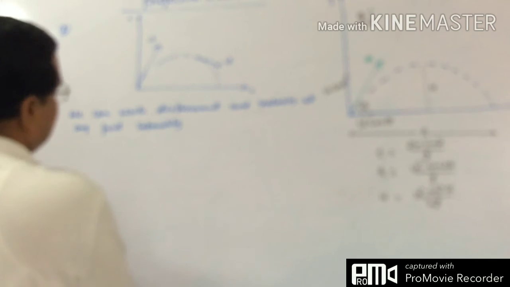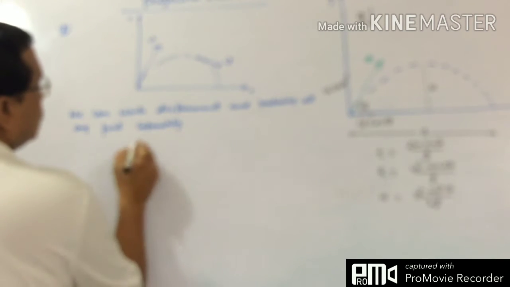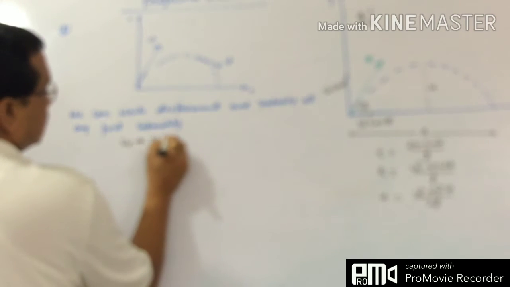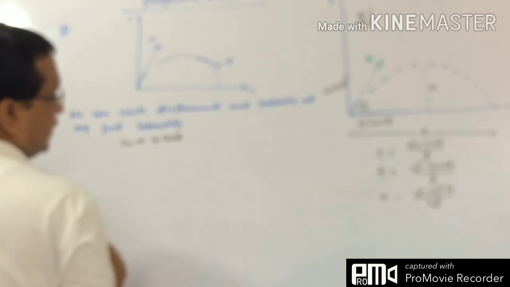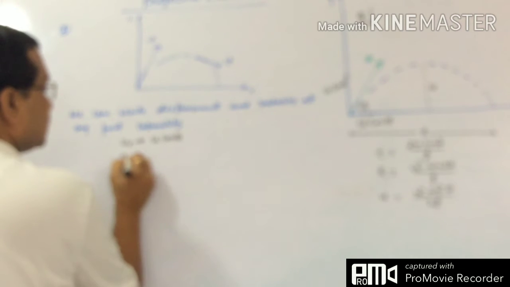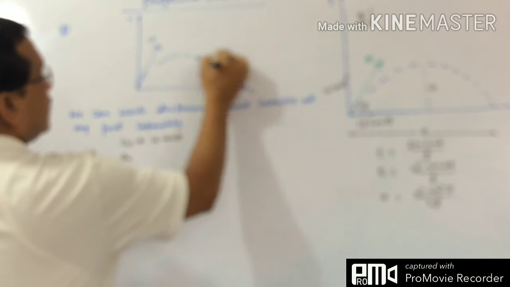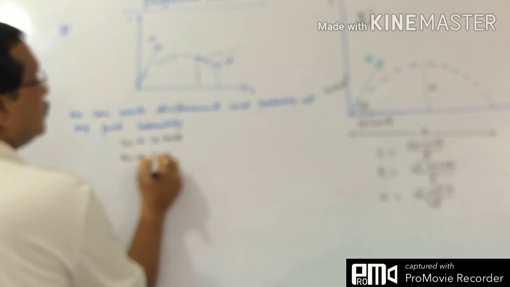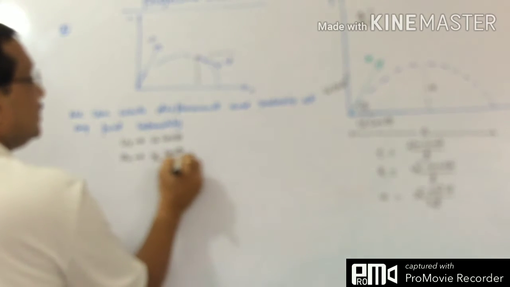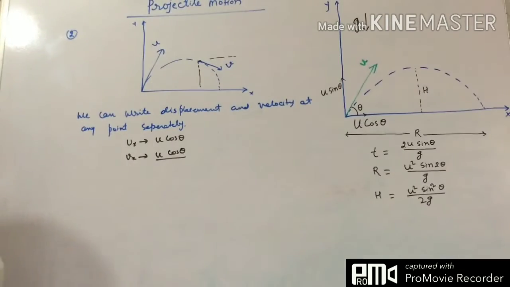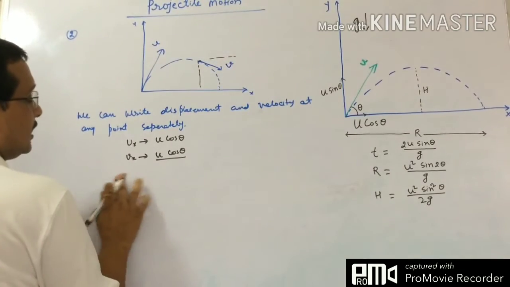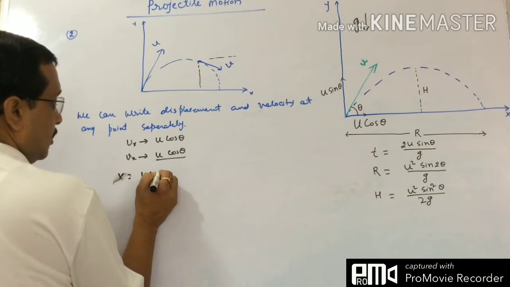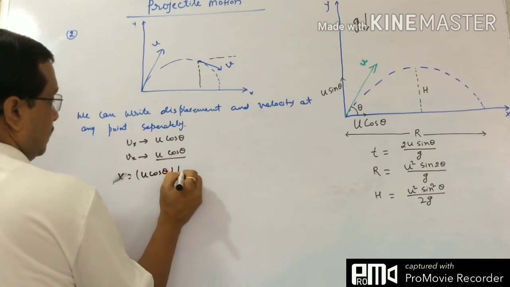If we write in the x direction, ux is u cos theta, that is the same anywhere. So Vx, here if we see, Vx is also u cos theta, means it is not going to be changed. So x equals to, x direction displacement is what? u cos theta into t.